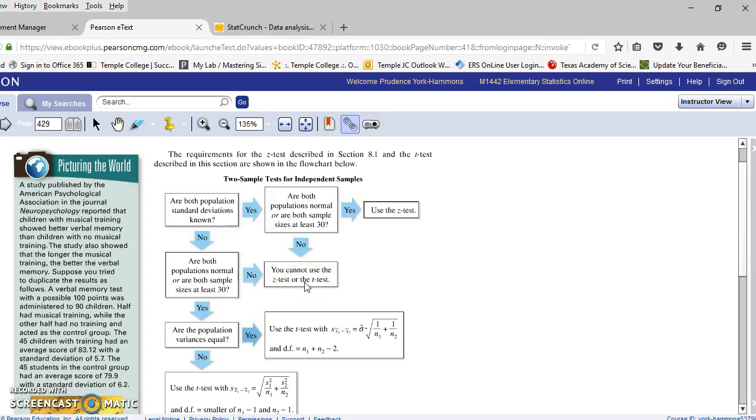So you would have to go back and revise your sampling information and at least get sample sizes bigger than 30. I wanted to make you aware that they might ask you a question where you couldn't use either test at all.